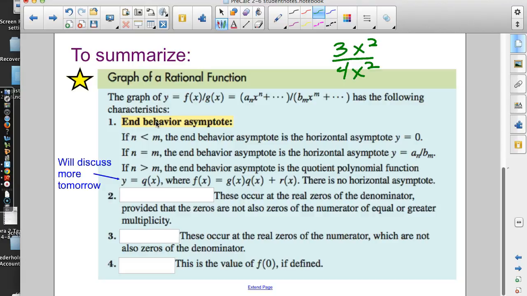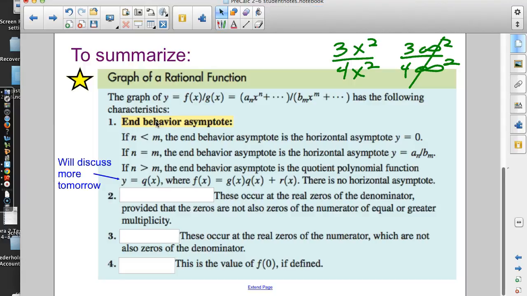If we look at that, we should say to ourselves, well, what would happen if we put infinity into each of these? Well, the infinity squares would cancel out. And so it's going to approach y equals 3/4. You know, that's what we want to be able to do.